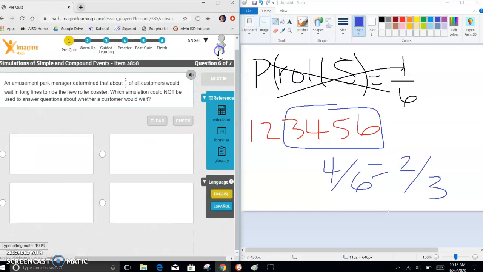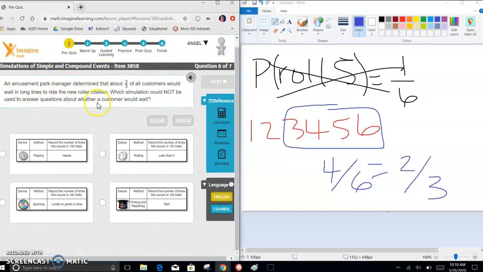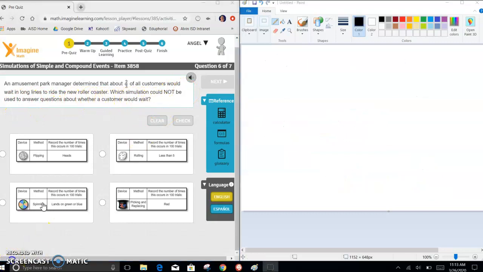Yay, it worked again. An amusement park manager determined that about 2/3 of all customers would wait in long lines to ride the new roller coaster. Which simulation could not be used to answer the questions about whether a customer would wait? All right, for this question, they want a non-example. So flipping heads would be 50%. That sounds like that's my answer right off rip, because 50% is not equal to 2/3.